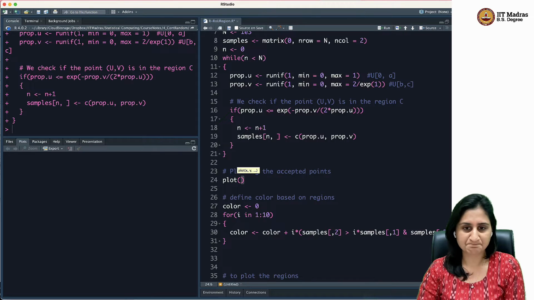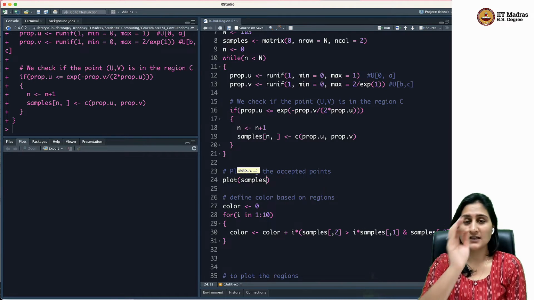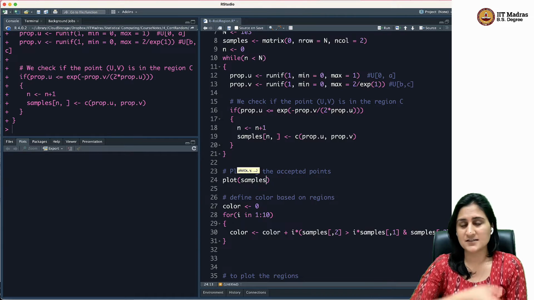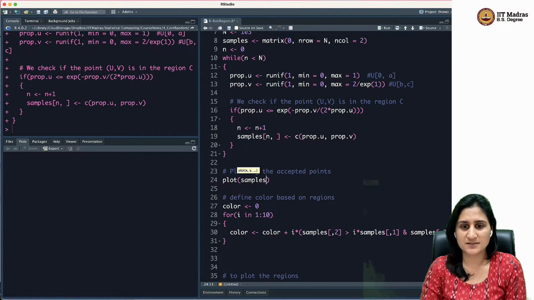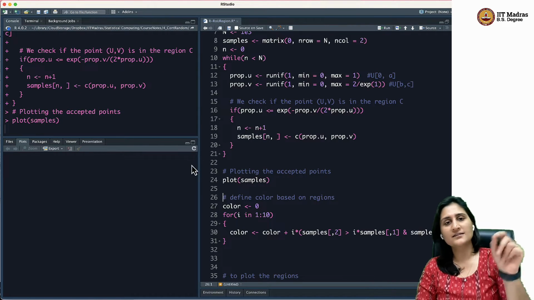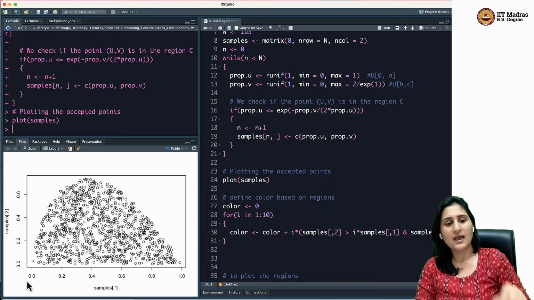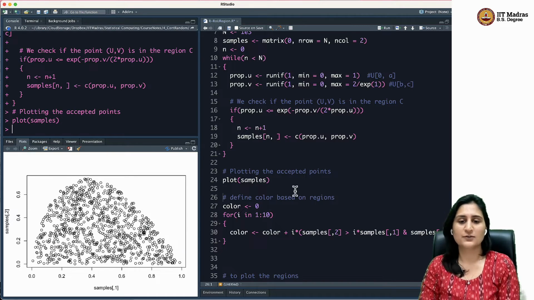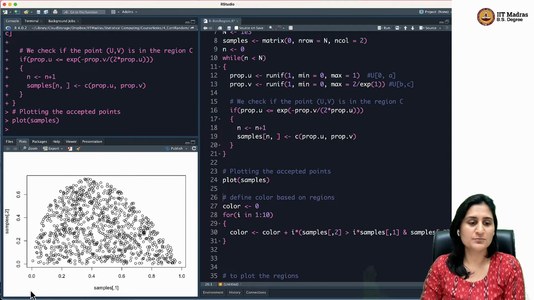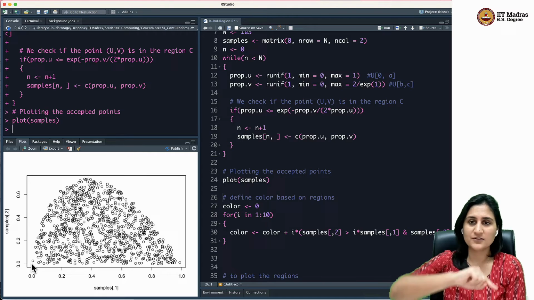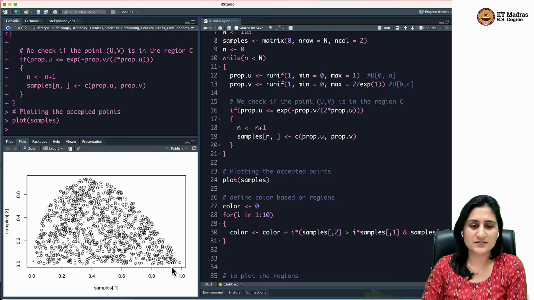If I do plot of samples, it's going to take the first column of samples and plot it on the x-axis, the second column of samples and plot it on the y-axis. That part is fine. It's going to take a second to understand what I'm asking, and look, it plots all the samples. On the x-axis I have the u component, on the y-axis the v component. If you look at the region it covers, it's lower bounded by 0 on this side, and this is exactly what the region might look like.